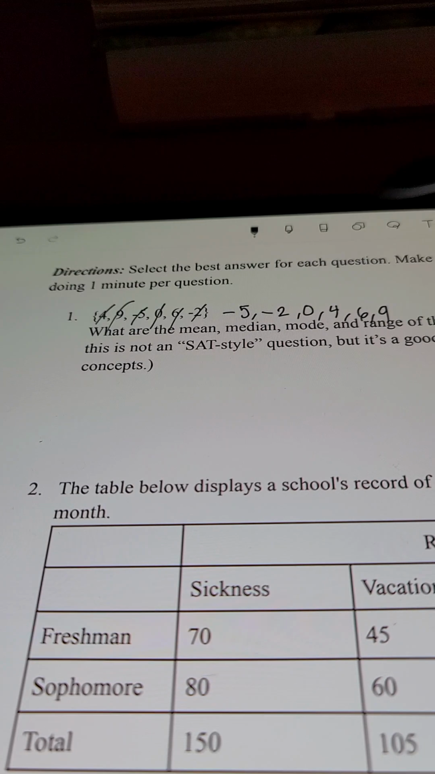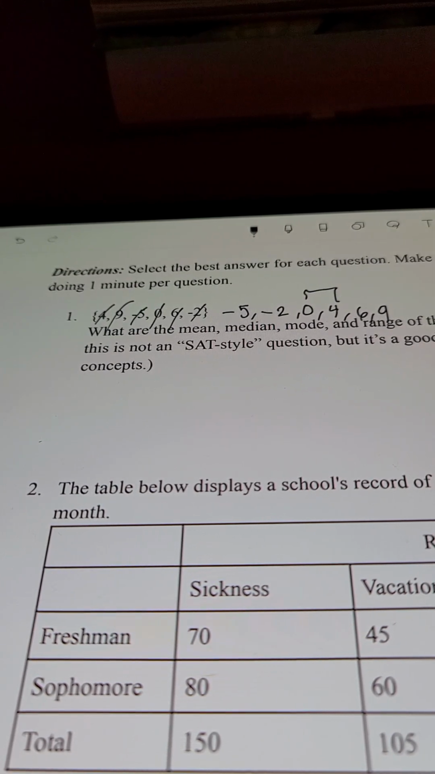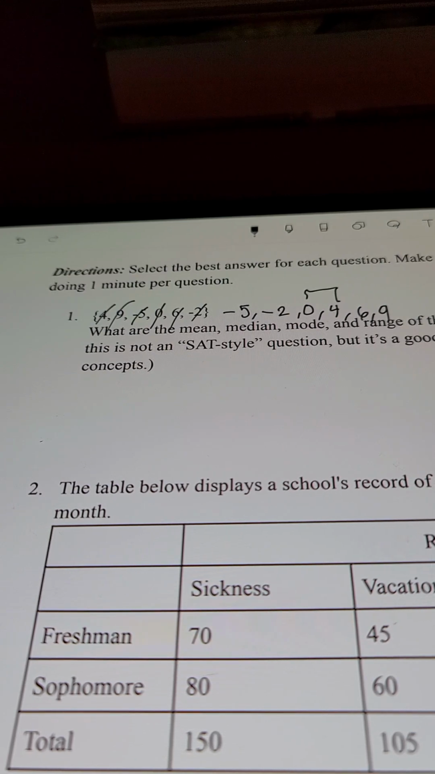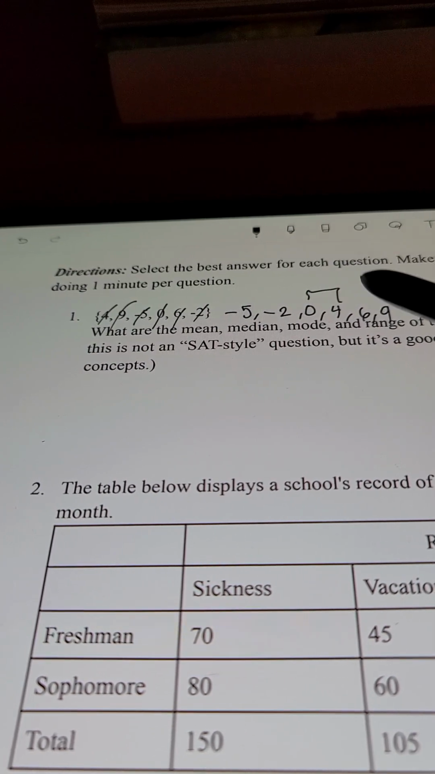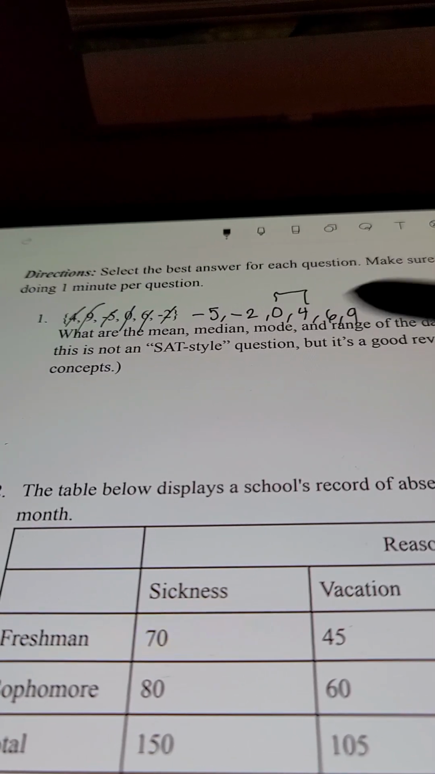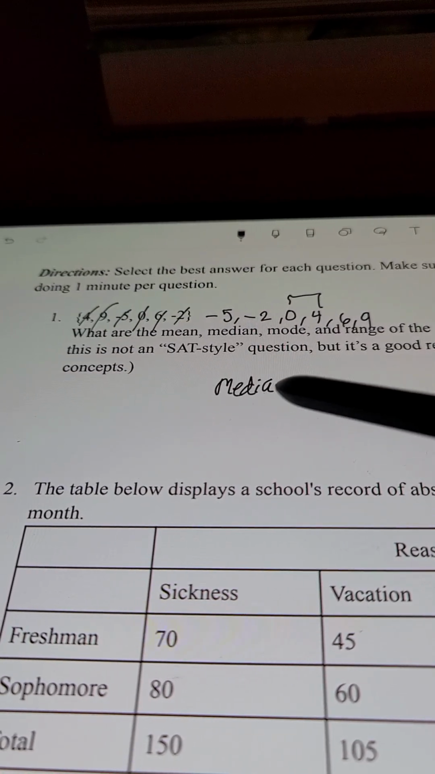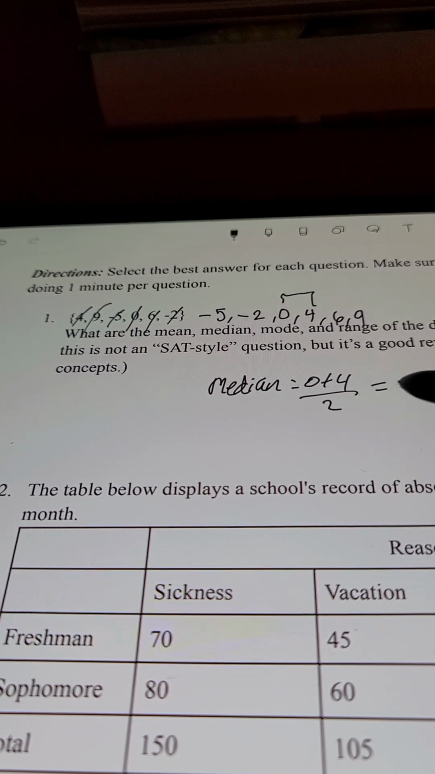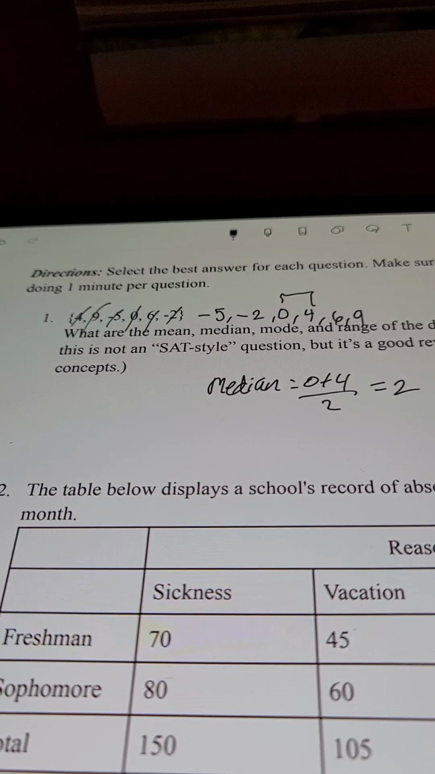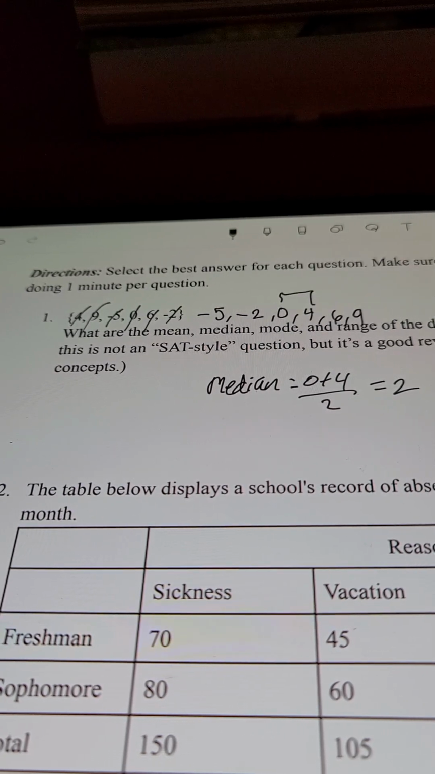Now, in this case, we have an even number list, so we're going to have 2 numbers in the middle, right here, you'll notice. 0 and 4 are the 2 numbers in the middle. So when that happens, we can't just automatically say what the one middle number is. We have to instead take the average of those 2 numbers, which means for the median, we do 0 plus 4 divided by 2, and that's going to give us 2 for our median.